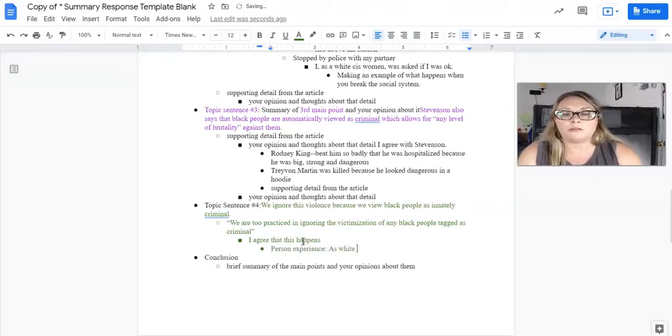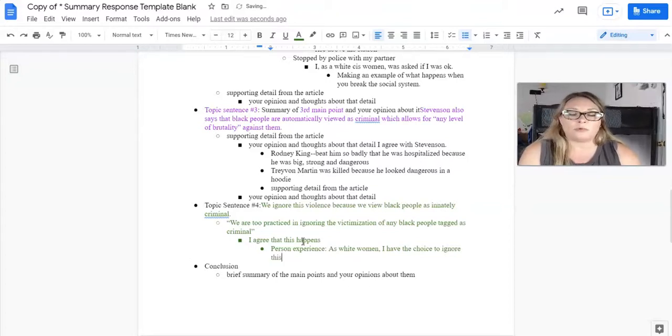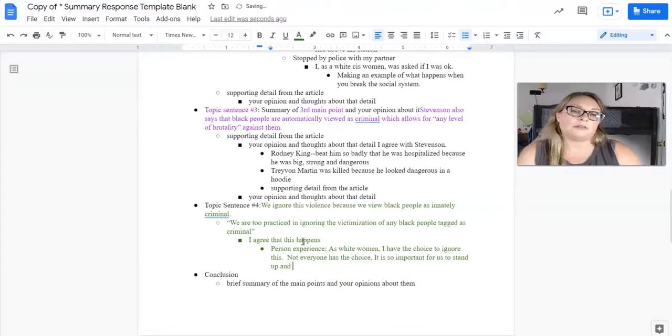as a white woman, I have the choice to ignore this, right? Not everyone has the choice. And that's why it is so important for us to stand up and cry out to others the injustice in this situation, right? I would put maybe something like that from my personal experience.